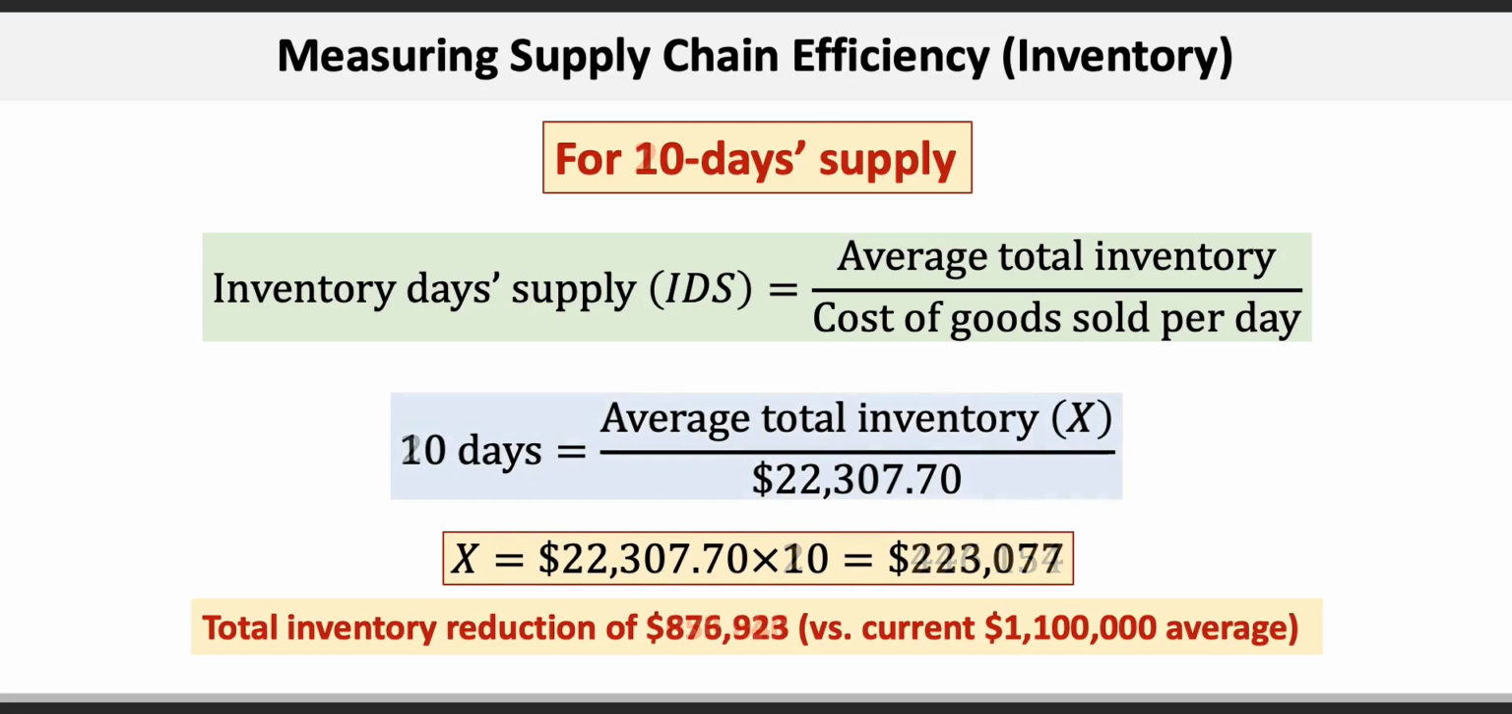Then we're asked to do the same, but this time for 10 days supply. No problem. We modify our equation again to make 10 days equals X divided by 22,307.7. X equals 22,307.7 times 10 to get $223,077, which is a reduction of $876,923 versus the current 1.1 million. Obviously, the fewer days supply of inventory, the lower the investment in holding inventory needs to be.